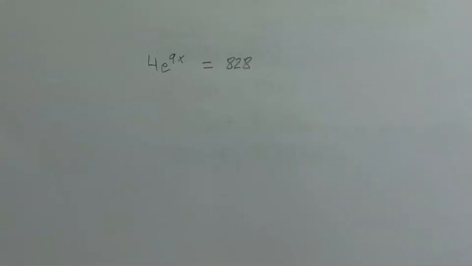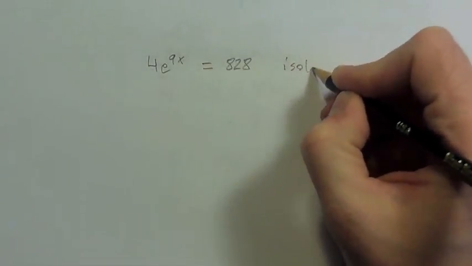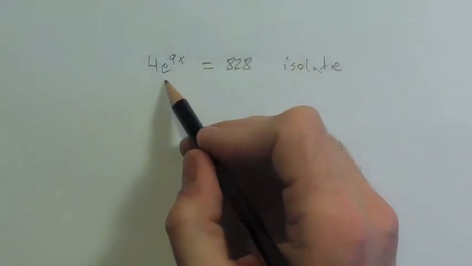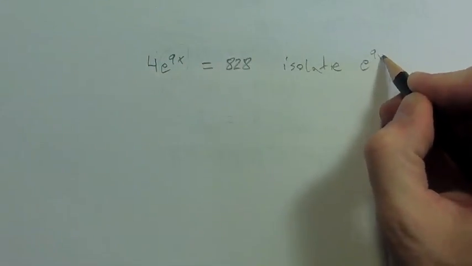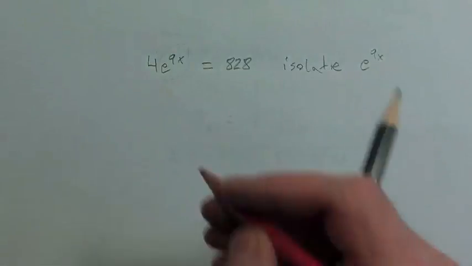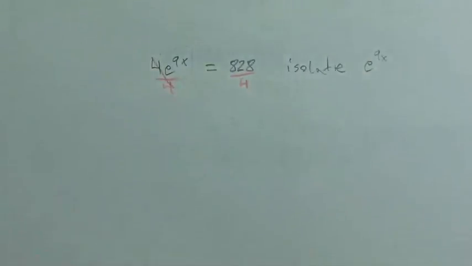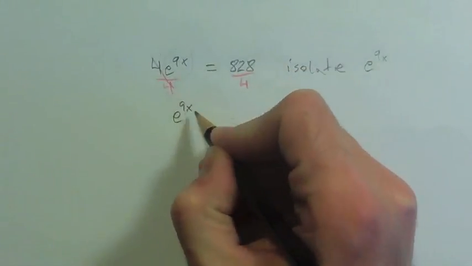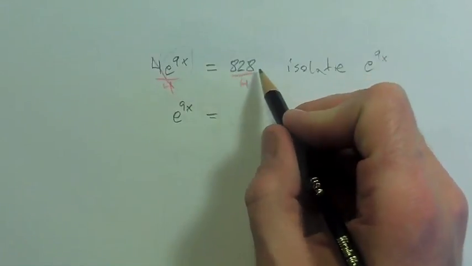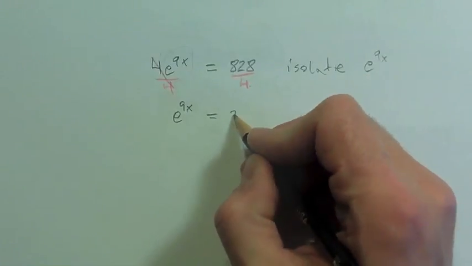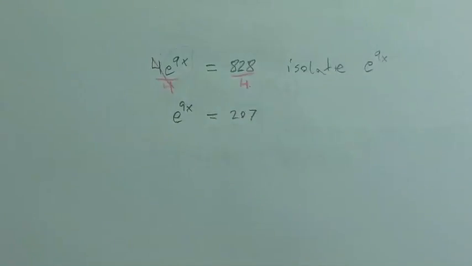All right, let's look at another example. So let's say we have this equation: 4e to the 9x is equal to 828. So we're going to start by isolating the weird thing. We're going to isolate the e to the stuff, right? e to the 9x. So we do that by dividing both sides by 4. We want to get rid of that 4 out front. So what this gives us is that e to the 9x is equal to 828 divided by 4, which turns out to be 207.